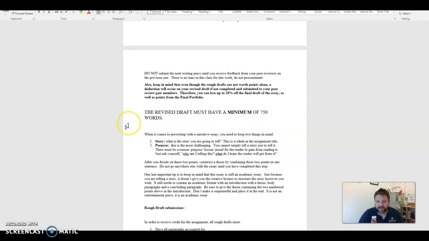Right here, this is where we need to start. Number one, we need to choose a story. I typically do a plan A, plan B assignment sometimes, where I'll have you pick your primary choice, but in case that doesn't work, you have a plan B to back up on. I always recommend that. But you first have to pick a story. What story do I want to tell?